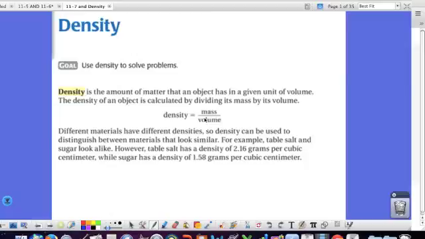And you know about density. I'm sure you've learned about it in science classes, but basically it's that idea that sometimes you go to pick something up and it feels lighter or heavier than you think it should because of its density. Different materials have different densities, so density can be used to distinguish between materials that look similar. For example, table salt and sugar look alike. However, table salt has a density of 2.16 grams per cubic centimeter, while sugar has a density of 1.58 grams per cubic centimeter. So if you fill up a large volume of the two, the sugar will actually weigh less or feel like it weighs less than the salt.